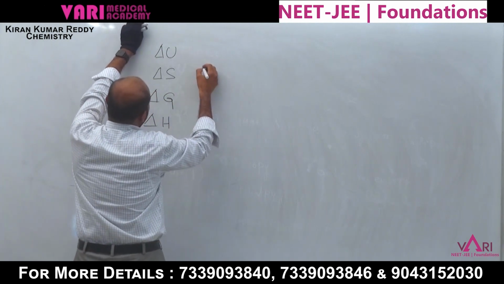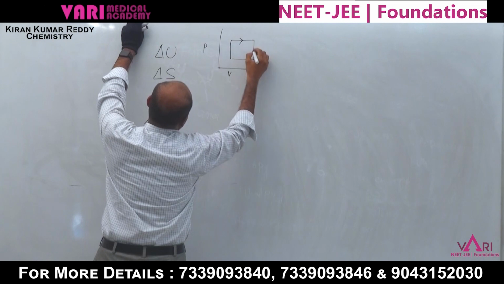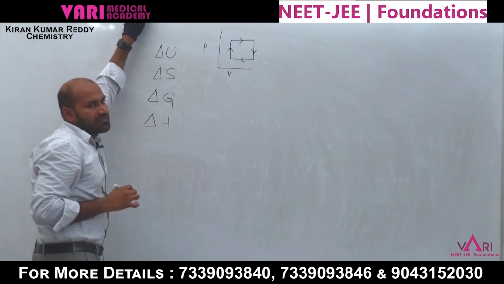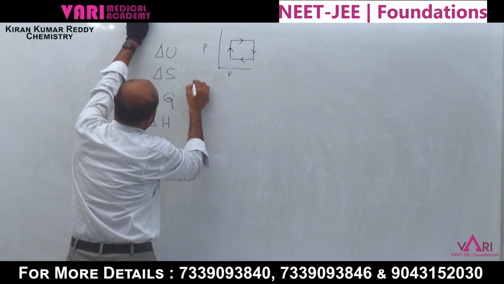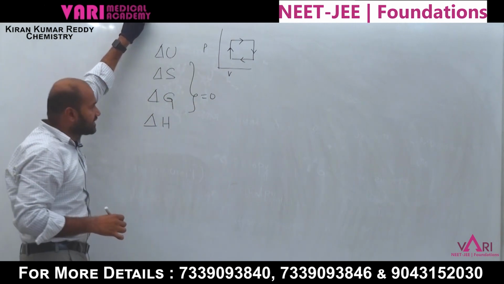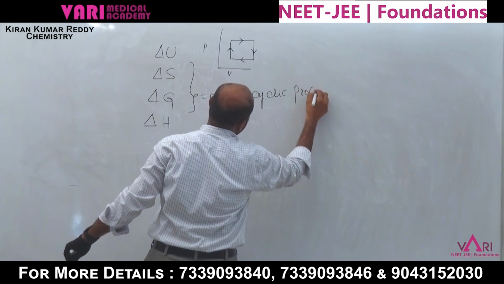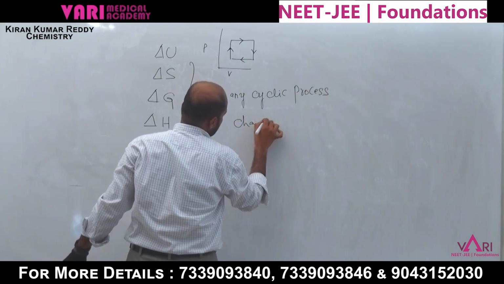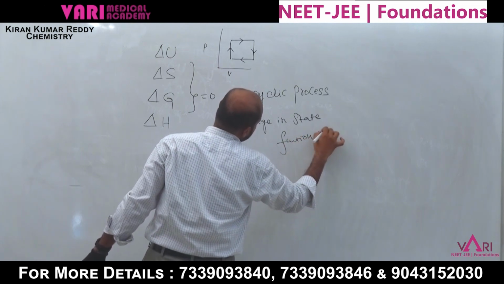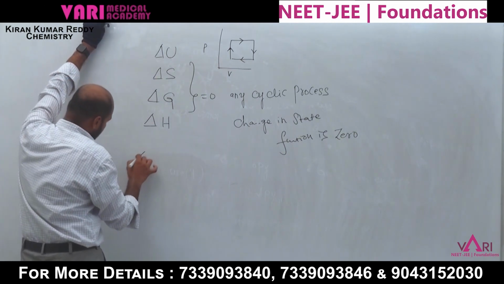In a cyclic process, pressure versus volume, cyclic means the reaction starts at the original position and again comes back to this place. That is called a cyclic process. In any cyclic process, the change of a state function is 0. These all are 0. In any cyclic process, change in state function is 0.